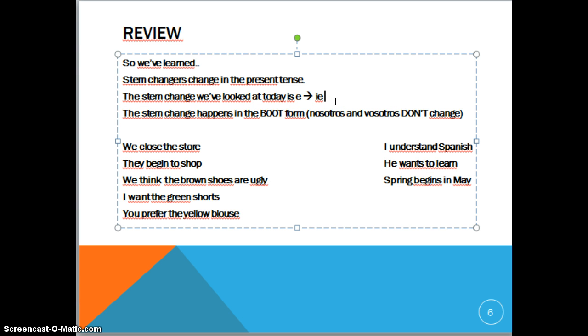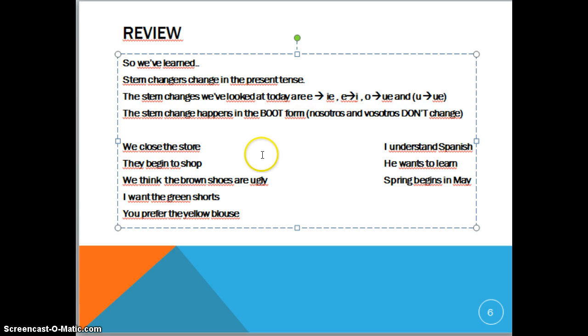So the stem changes we've looked at today are E to IE, E to I, O to UE, and we also have the one that's U to UE for jugar. Don't forget about that one. So they change in the boot form.